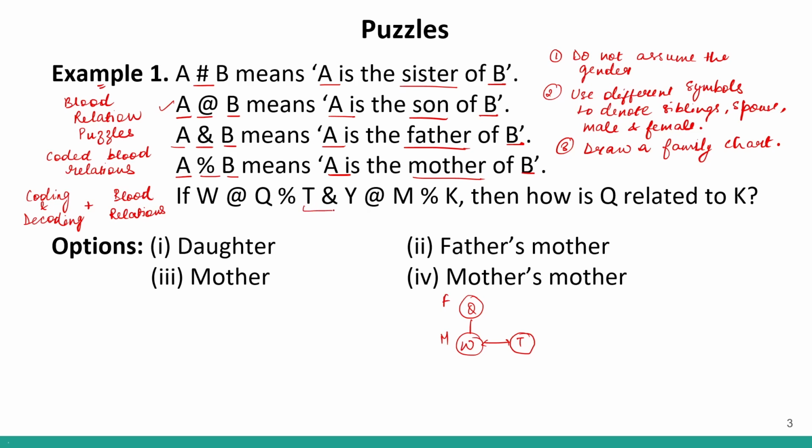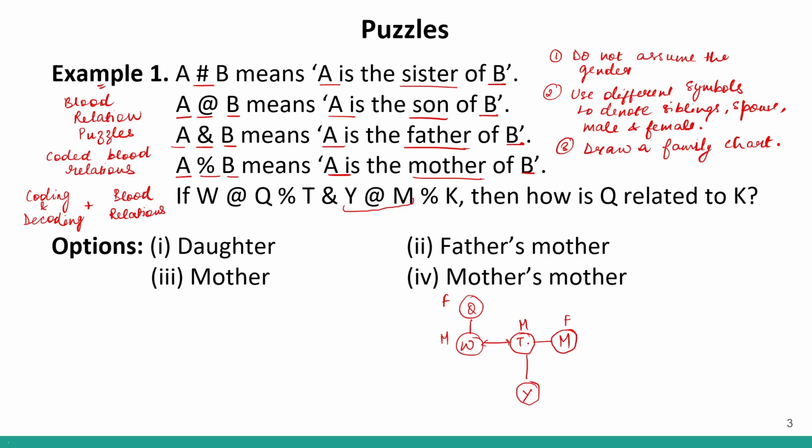Moving forward, T and Y means T is the father of Y. Using this one, T is the father of Y. So if T is the father of Y, T will have a child Y, and T is father, so T will be male. But the gender of the child is unknown. Correct? Moving forward, Y at M means Y is the son of M. So if Y is the son of T and Y is the son of M also, that means T and M are married together. Correct? T and M are the parents of Y. And if T is male, that means M is female.